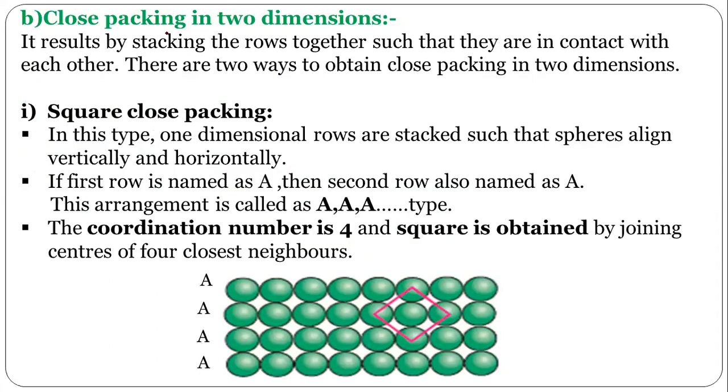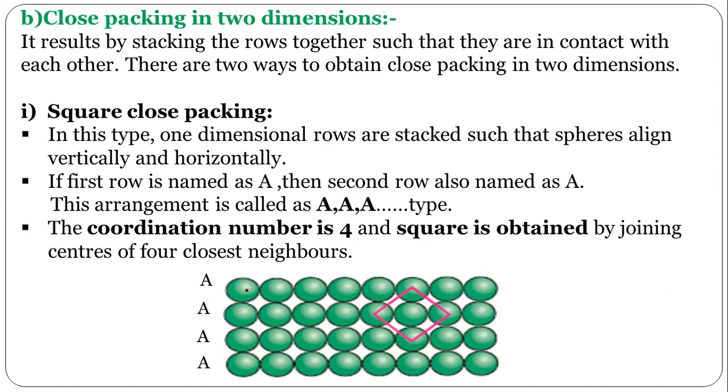Then we move towards close packing in 2 dimensions. The 2 dimension structure can be prepared by arranging the rows together such that they are in contact with each other. There are 2 ways by which we can arrange the 2 dimension structure. See, this experiment or packing we can do at home. We only have to purchase small plastic balls. These small balls we can arrange in an AA type of arrangement.